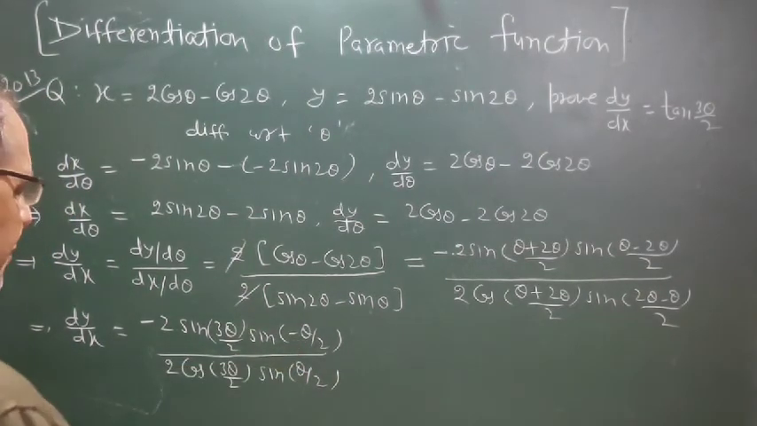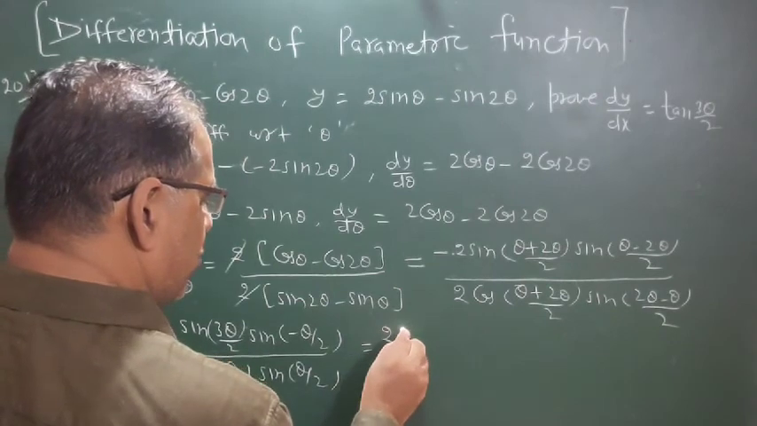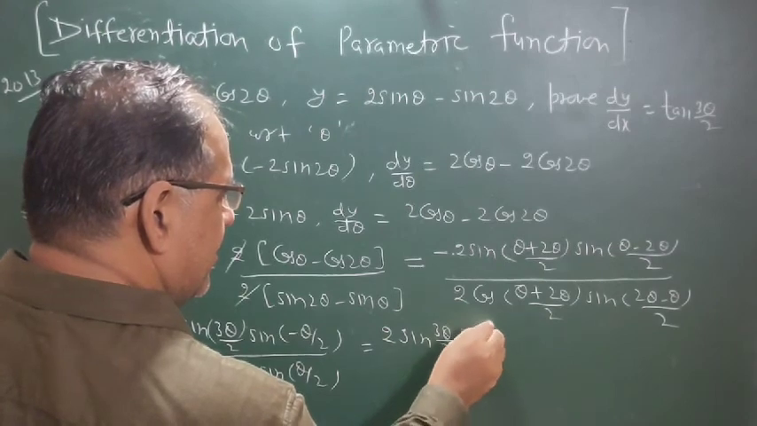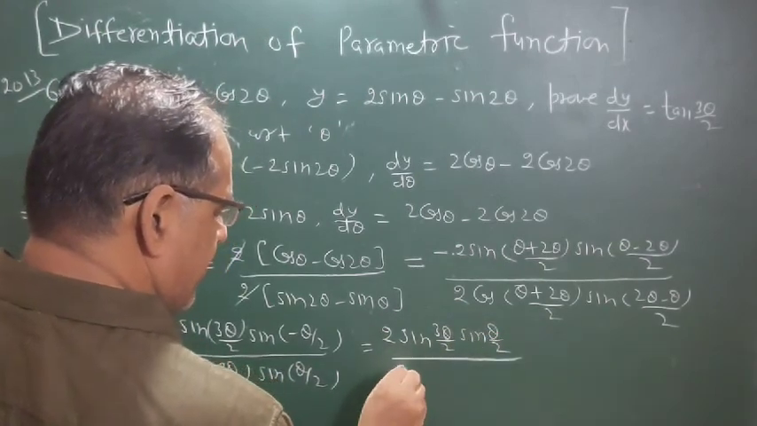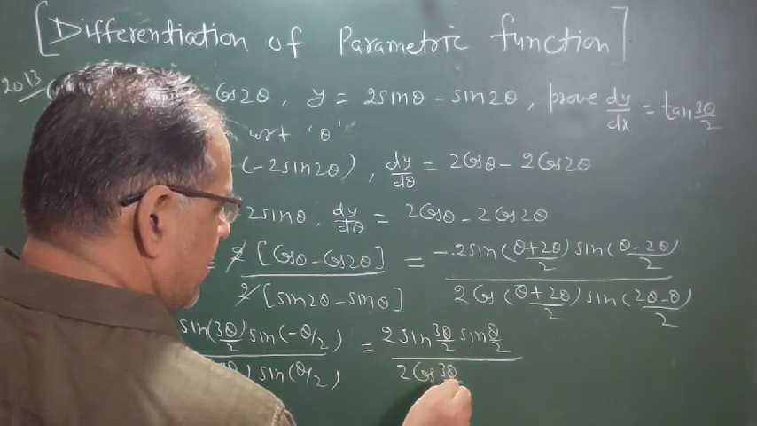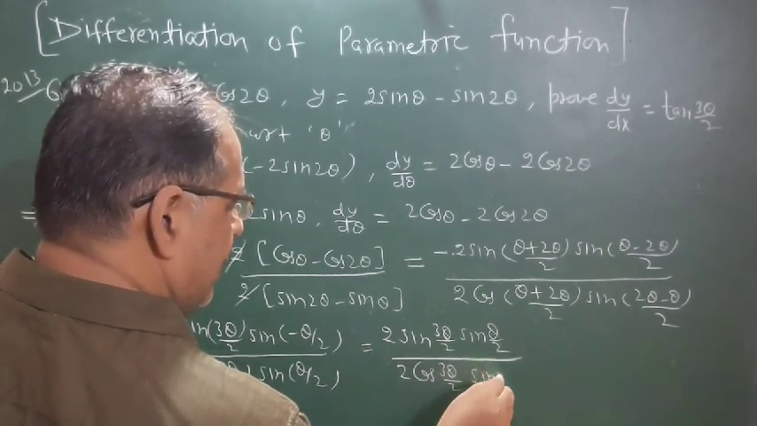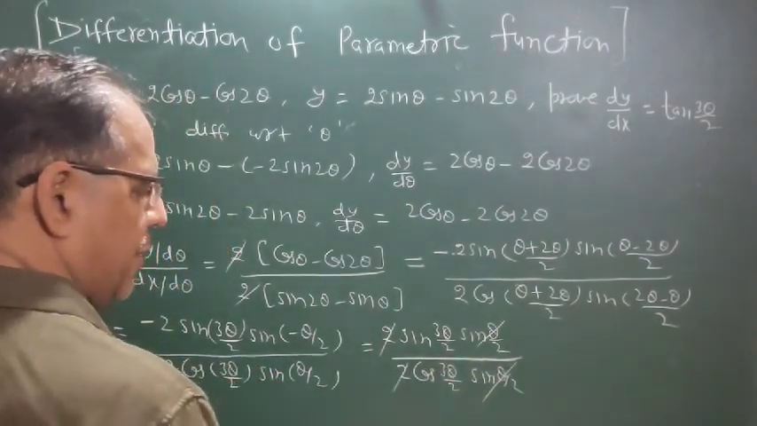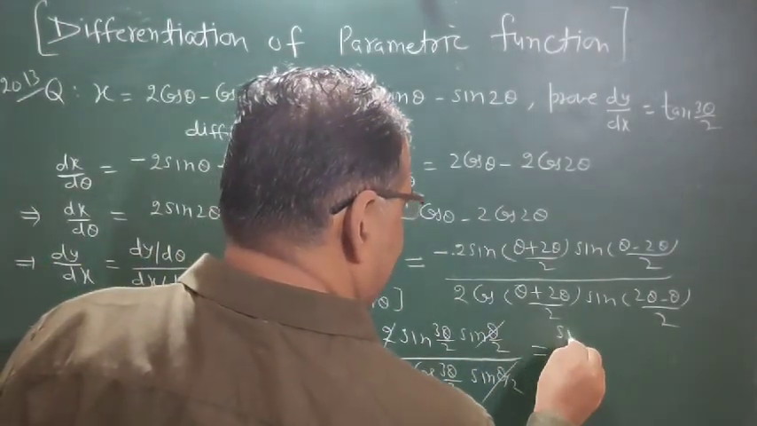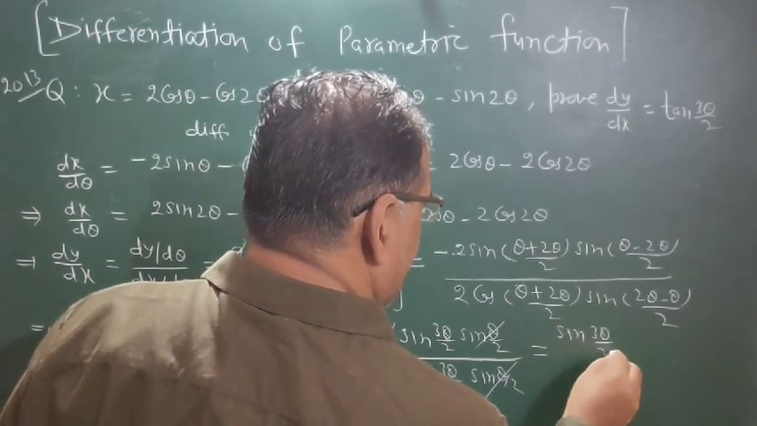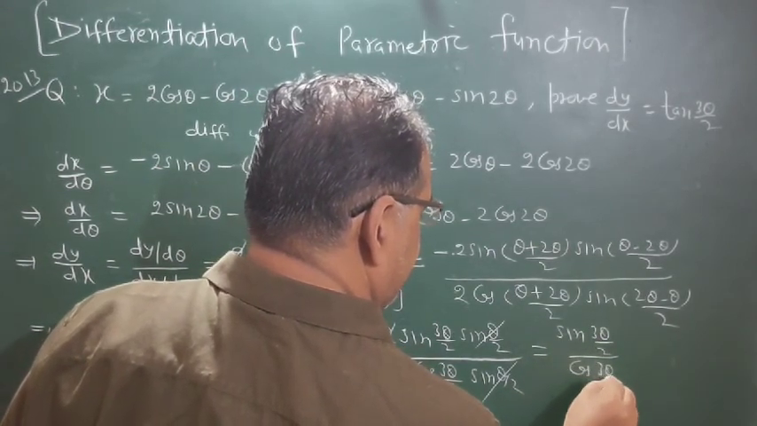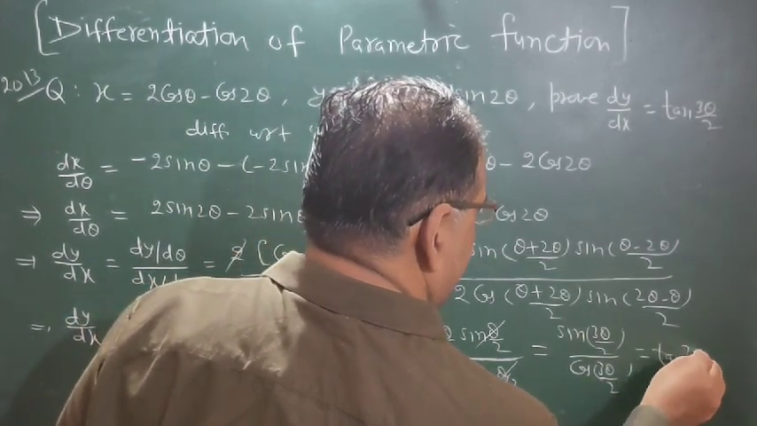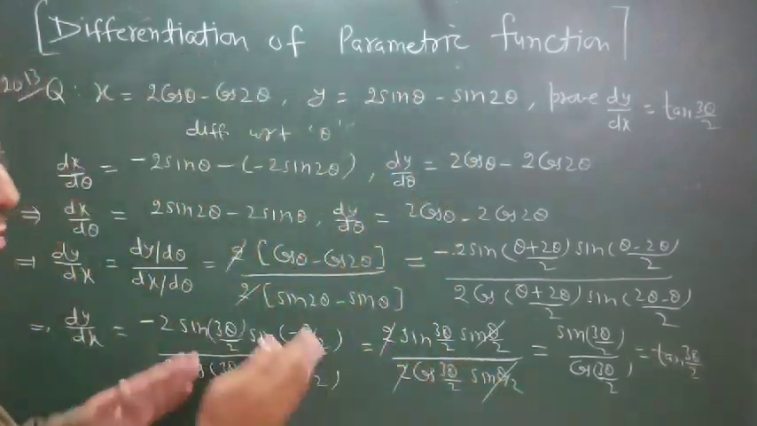This sin minus theta becomes minus sin theta. So finally we have 2 sin 3 theta by 2 sin theta by 2 upon 2 cos 3 theta by 2 sin theta by 2. 2 and 2 cancel out. Sin theta by 2 and sin theta by 2 cancel out. We have now only sin 3 theta by 2 upon cos 3 theta by 2. So this becomes tan of 3 theta by 2. So this is the solution of this question.